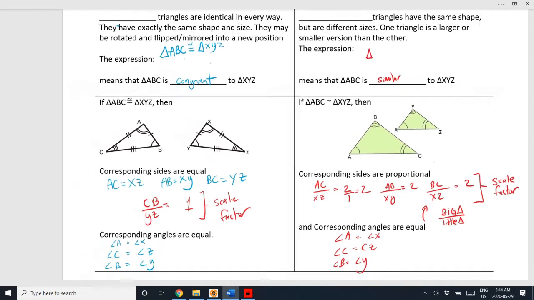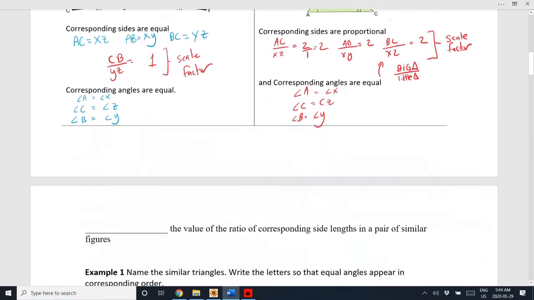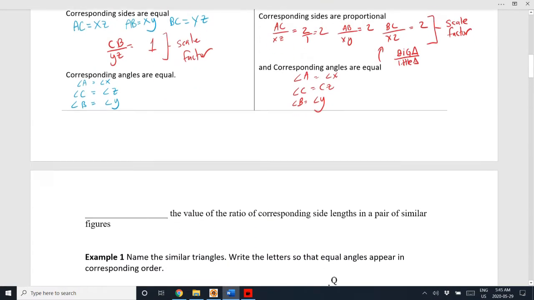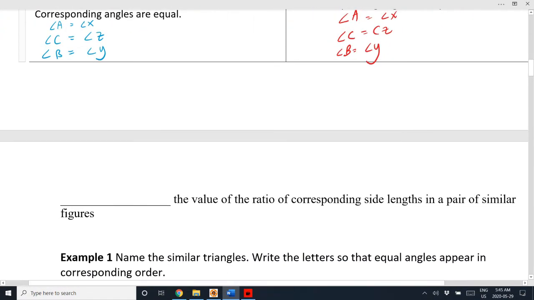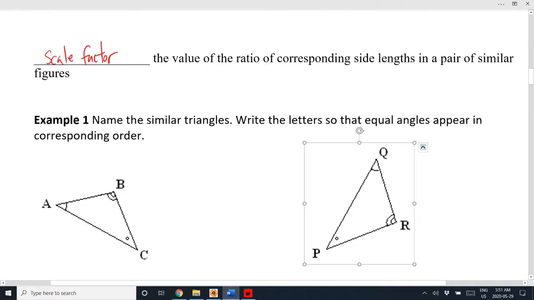So let's summarize. The scale factor is the value of the ratio of corresponding side lengths in a pair of similar figures. Let's try putting all this information together so we can answer problems.